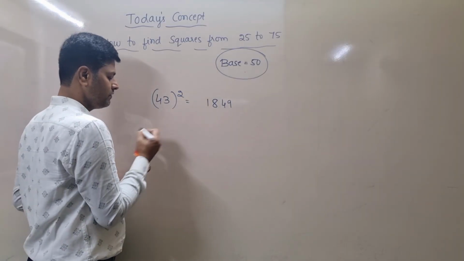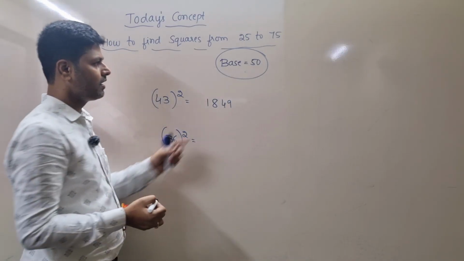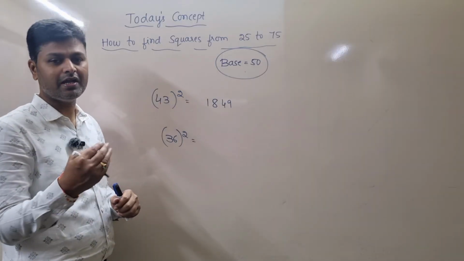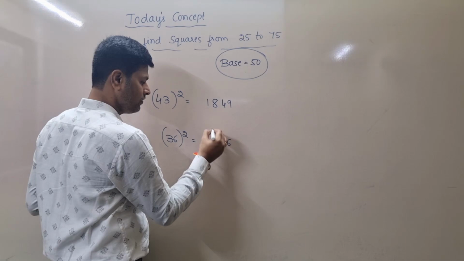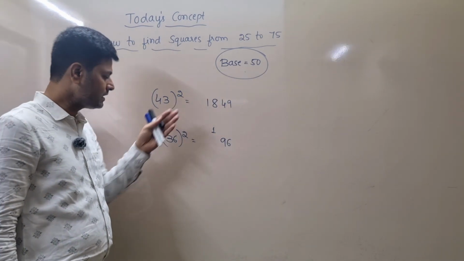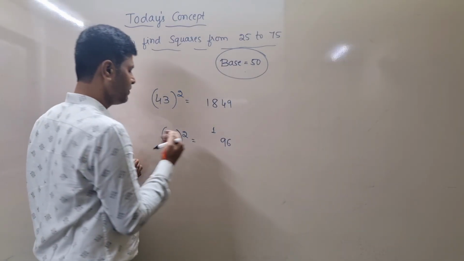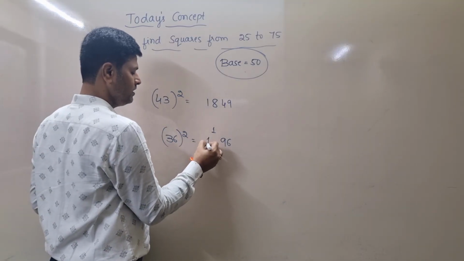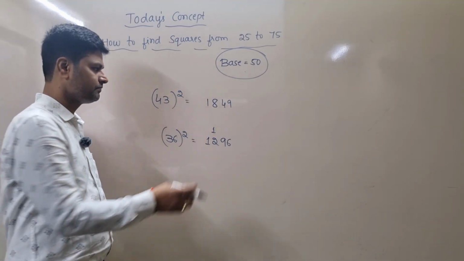Next, suppose I am talking about 36 square. Compared to 50, 36 is 14 less. So 14 square is 196. But we want only 2 digits, then 1 will be carry. Compared to 50, 36 is 14 less, and this 14 you subtract from 25. So 25 minus 14 is 11, plus 1, totally 12. So 36 square is 1296.